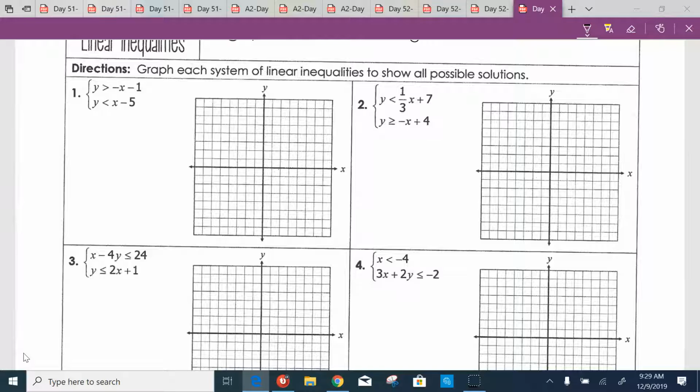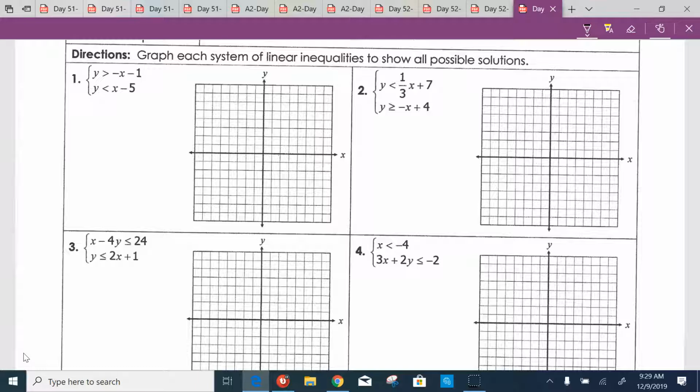For the purposes of this set of notes, I'm going to work on the left side with you guys working along with me, and then you will be instructed to do the right side to show me as proof of your understanding. We will be using the TI-Nspire to graph quite a few of these. So let's go ahead and graph number one.